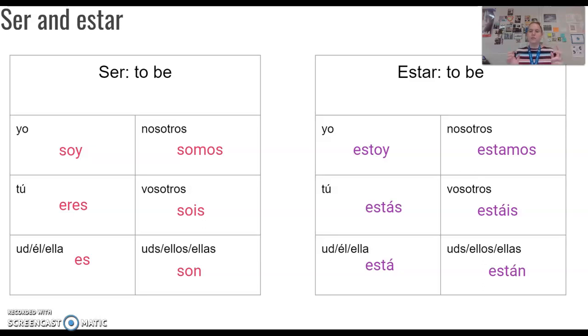Okay, so these translate exactly the same way. So yo estoy and yo soy, I am. Tú eres, tú estás, you are. Usted, él, ella es, usted, él, ella está. You are formal, or he or she is. Estamos and somos, we are. Sois and estáis, y'all are. Son and están, y'all are, they are.